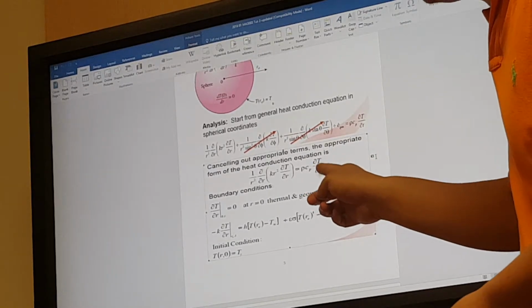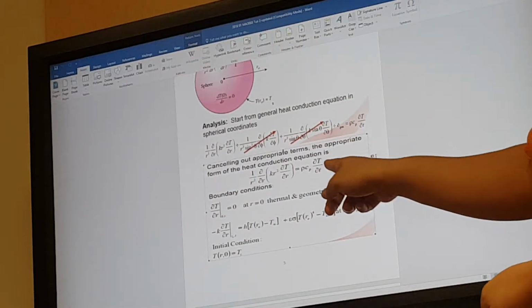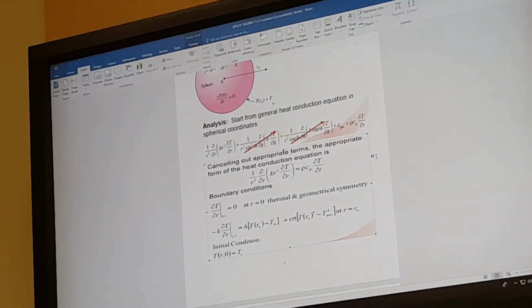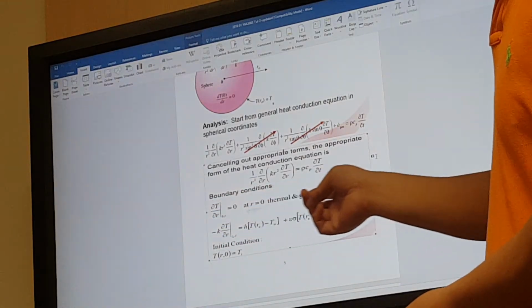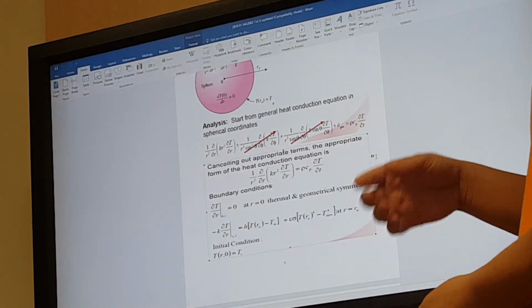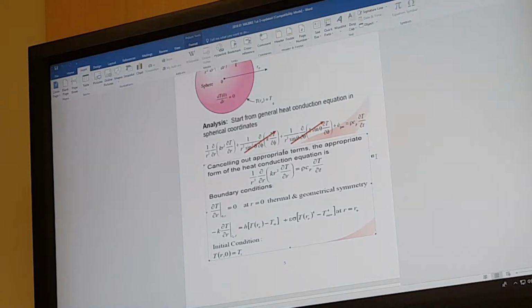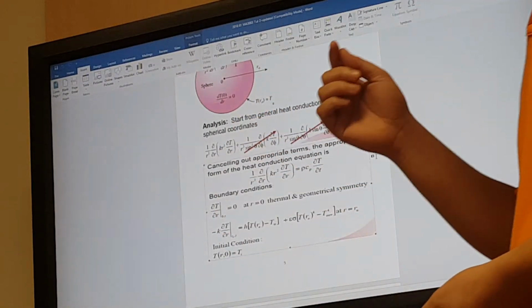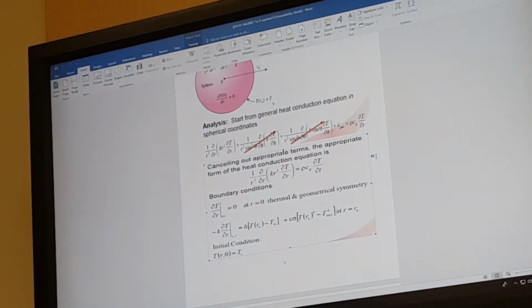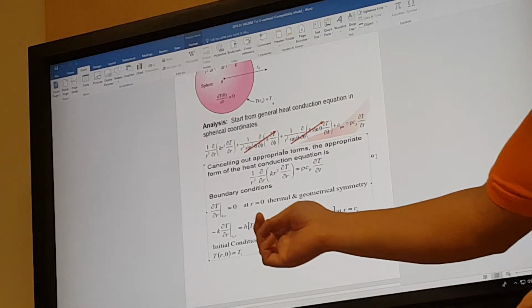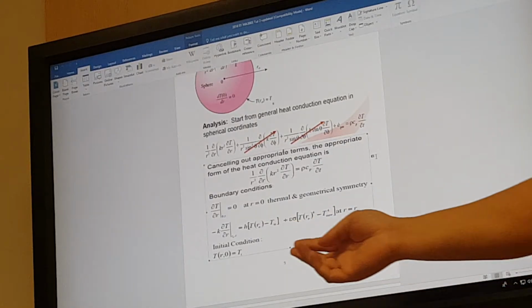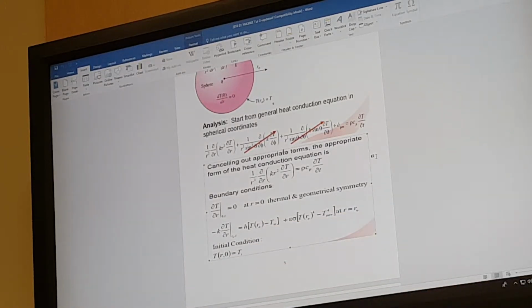But for time, we only have the first order differential, so we need one initial condition and two boundary conditions. In total we will have three, right? The first one is symmetry, the second one is the continuity of heat flux. Heat flux by conduction equals the combination of convection and radiation, that's the Fourier law equal to the combination of Newton's law and Stefan's law. With the two boundary conditions and the one initial condition, you get one unique solution.